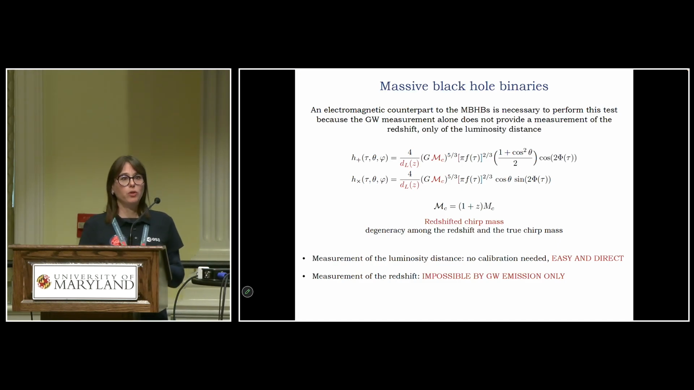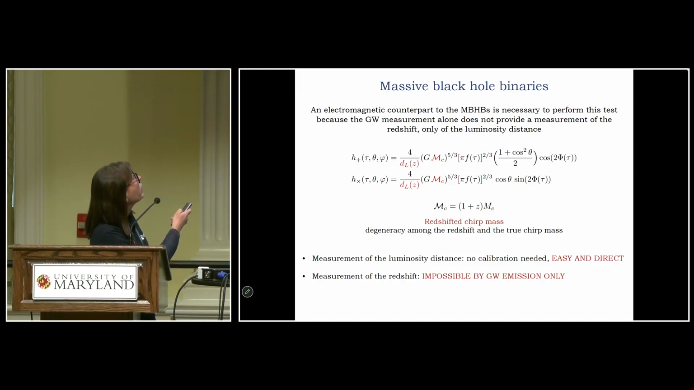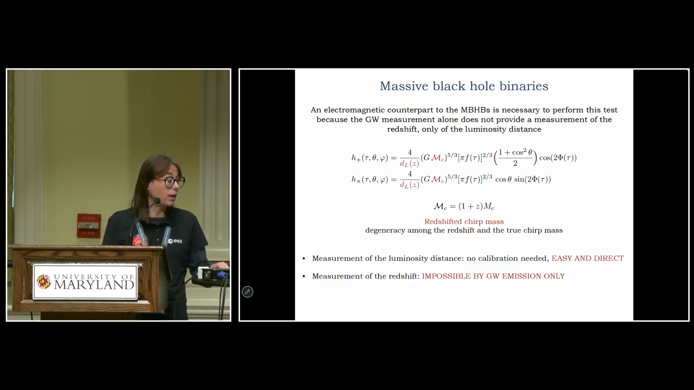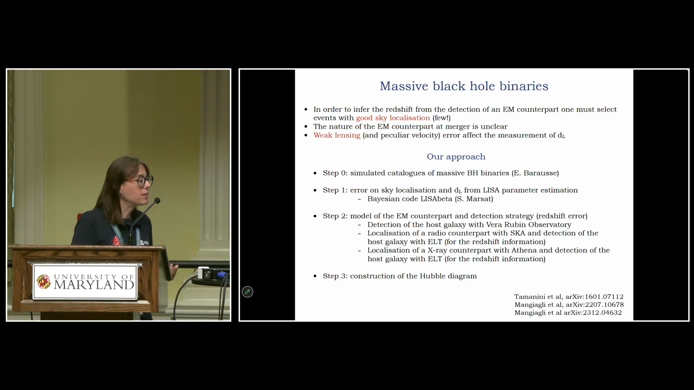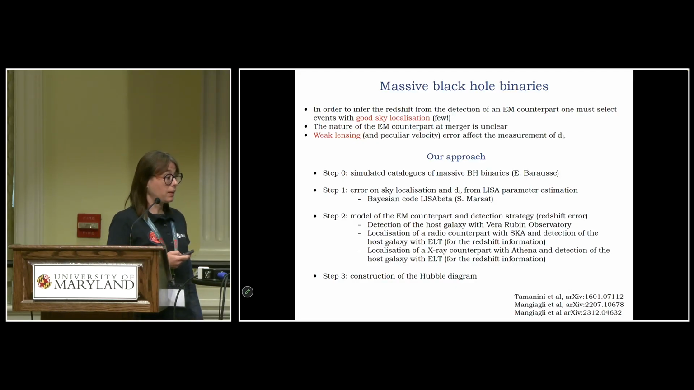Now, the fact is that in order to be able to use massive black hole binaries as standard sirens, they absolutely need to be accompanied by an electromagnetic counterpart because the gravitational wave measurement alone does not provide an independent measurement of the redshift. In the waveform, we have a very clean and direct measurement of the luminosity distance, but the redshift is hidden in the combination of the redshifted mass. So we need to get the redshift from an accompanying counterpart. And this clearly means that only events with good enough sky localization can be used with electromagnetic counterpart for this exercise of reconstructing the Hubble diagram.